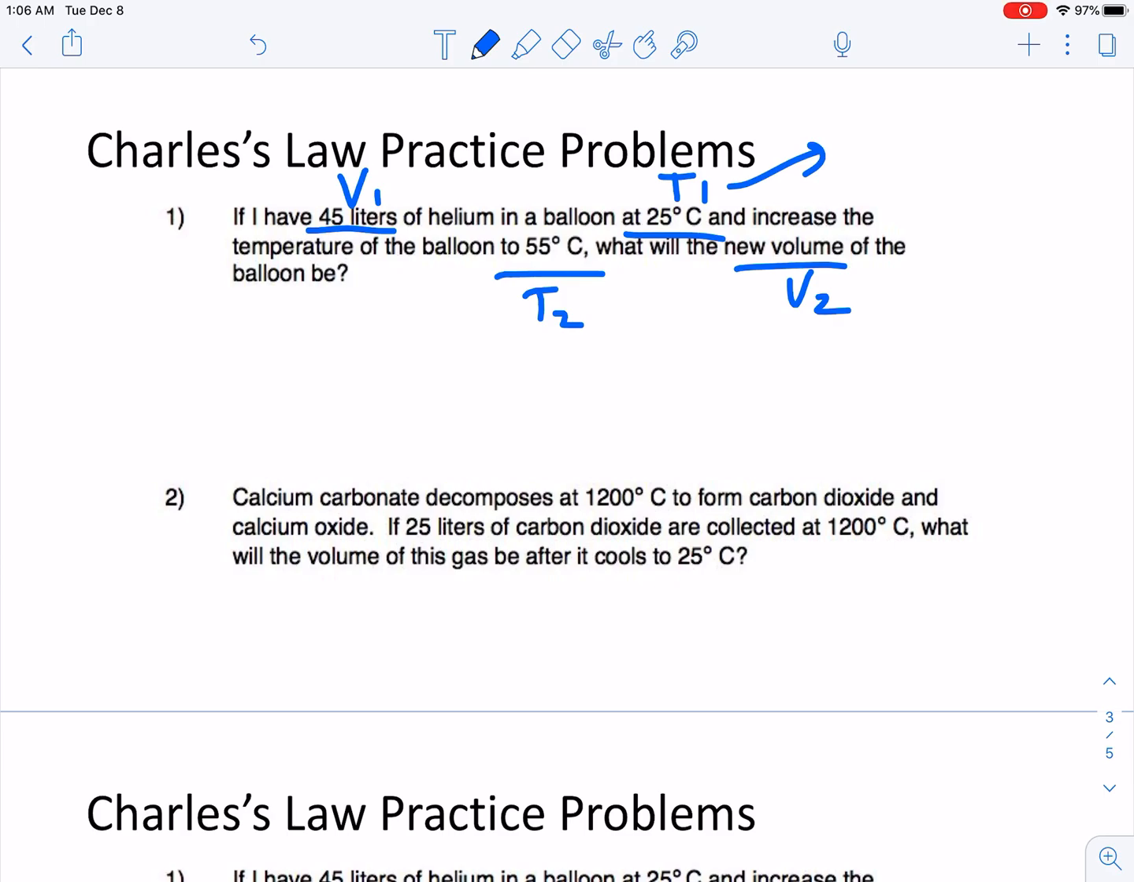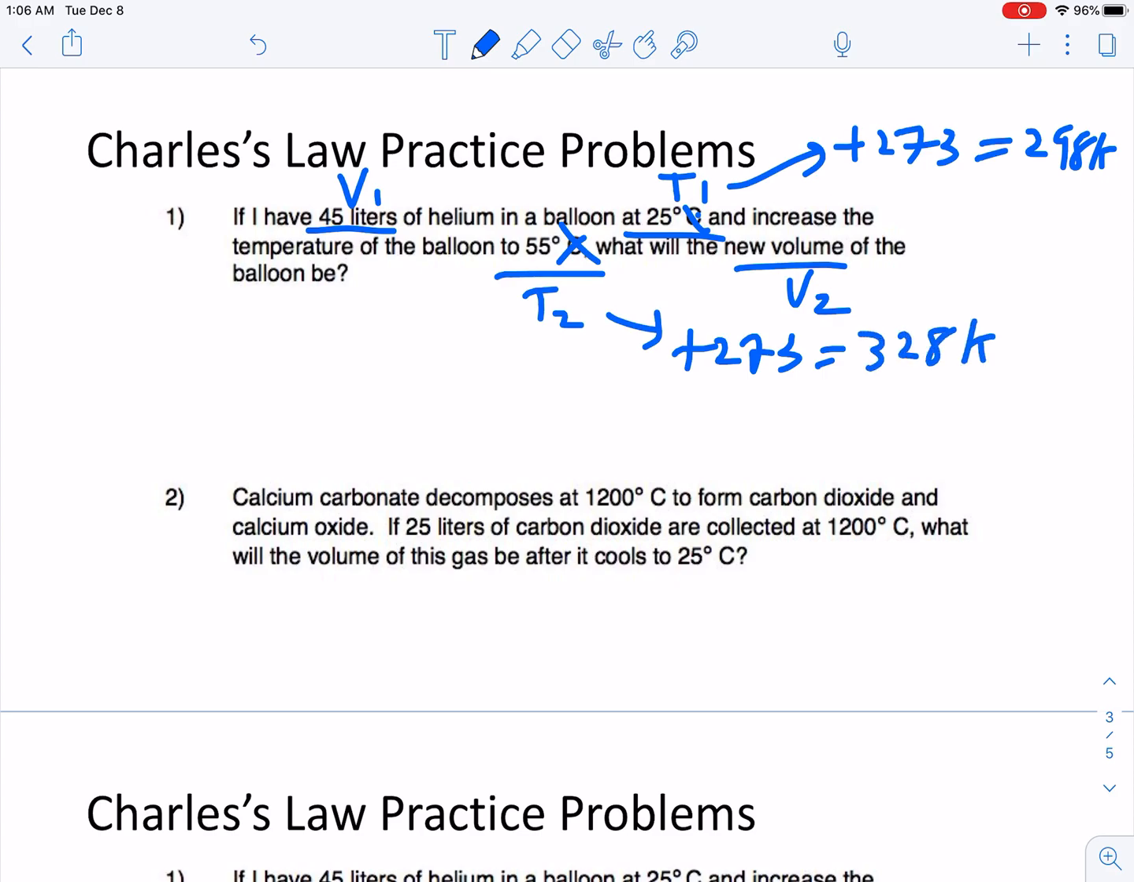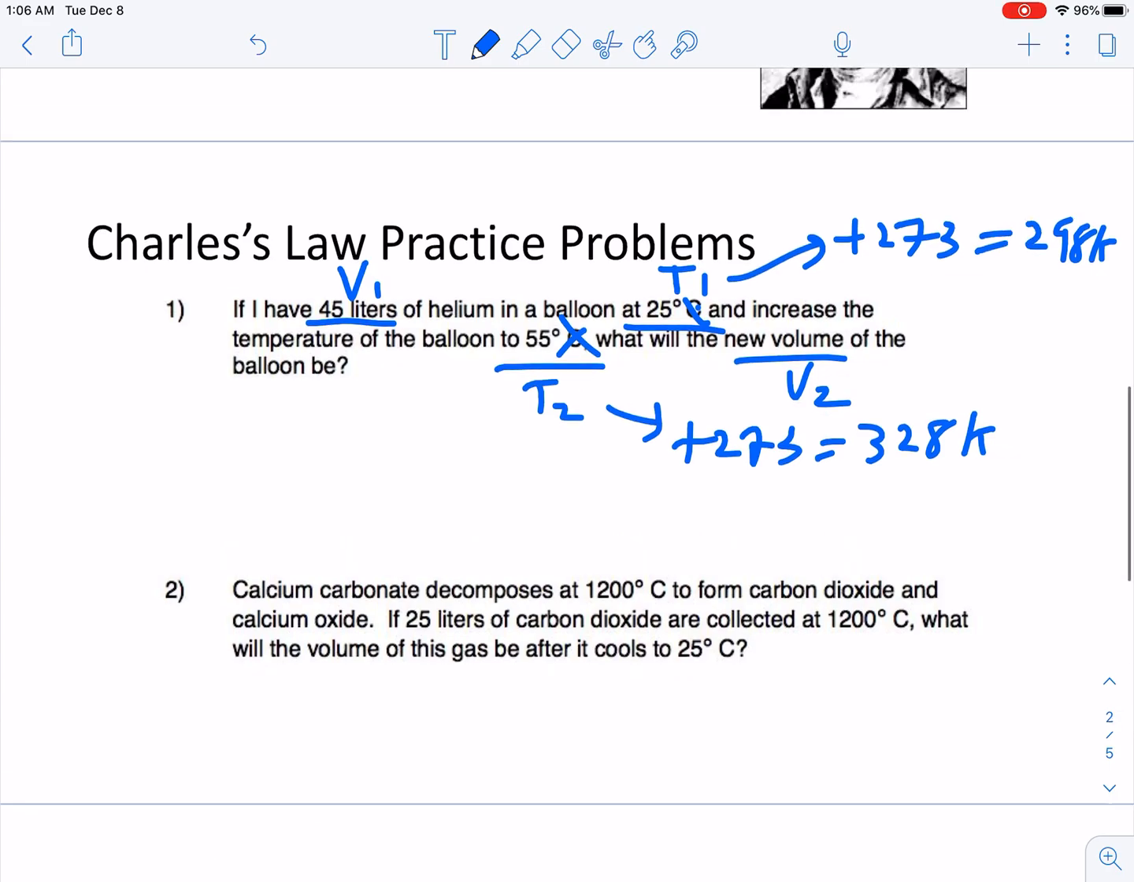Now notice, they're kind of tricking us here. They're giving us the temperatures in degrees Celsius. You cannot use Celsius. You have to use Kelvin, so we just add 273, right? You always just are doing plus 273. That will give you the Kelvin. What you should end up with is 298 Kelvin here and 328 Kelvin for this.